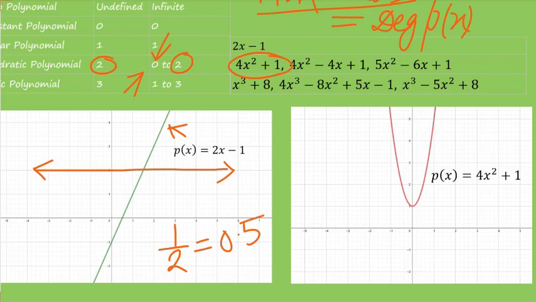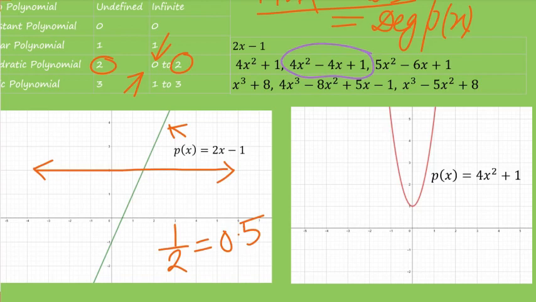Do we have any zeros in this polynomial? Do you see here any zeros? No point of intersection with the x-axis, so no zeros. Let's look into the next polynomial. What do we have? We have 4x square minus 4x plus 1.